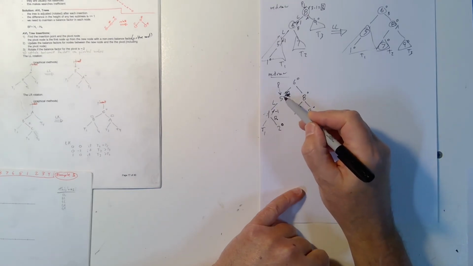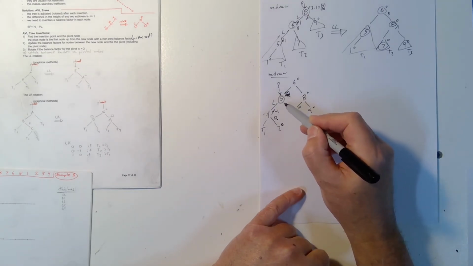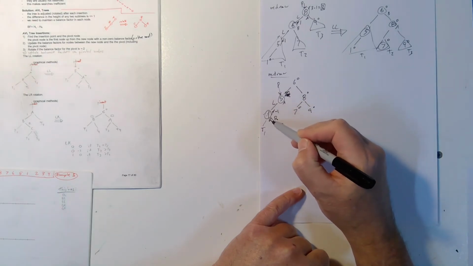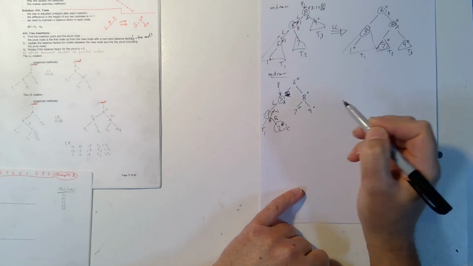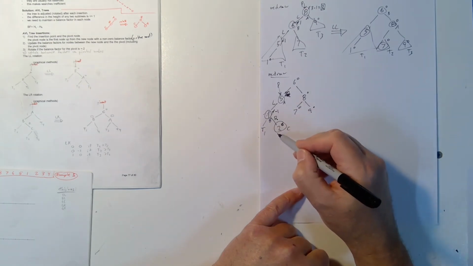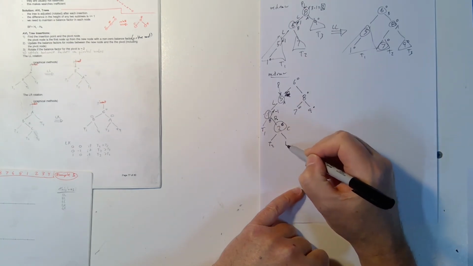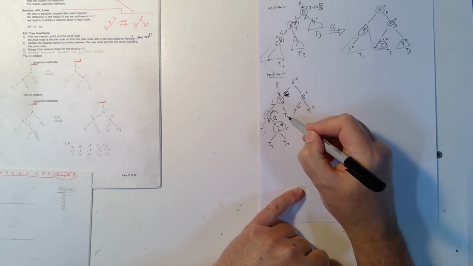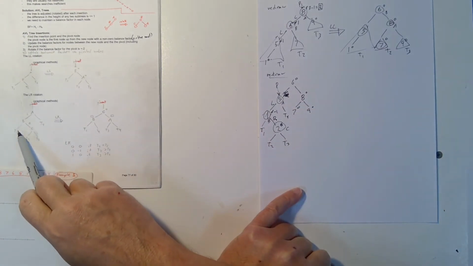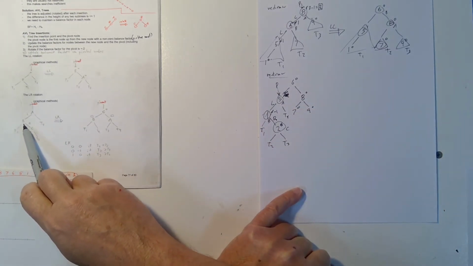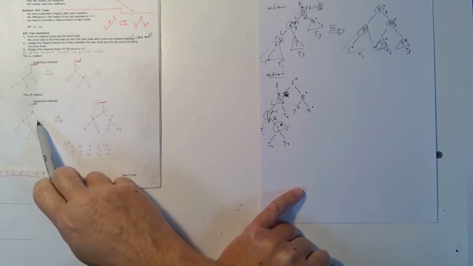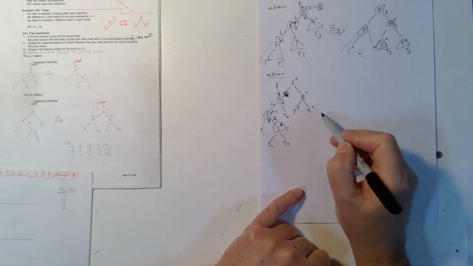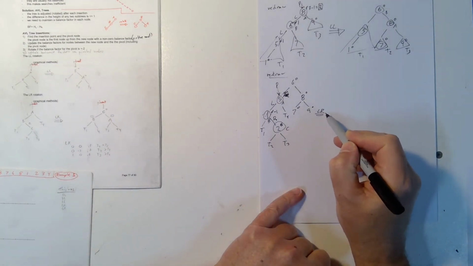Wait a minute. So this is A, this is B, this is C. Yeah. So this is subtree 1, this is subtree 2, this is subtree 3, this is subtree 4. You see A, B, C, and then tree 1 hangs off of B, and C has 2 and 3, and A has tree 4. So we're going to do a left-right rotation.